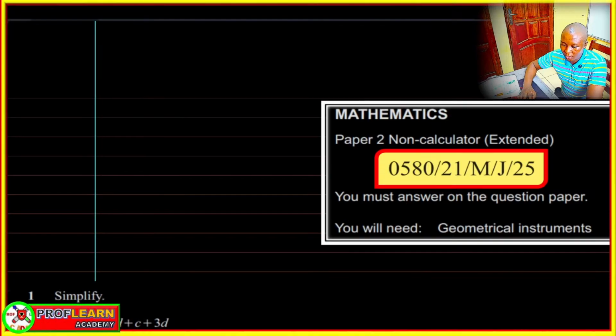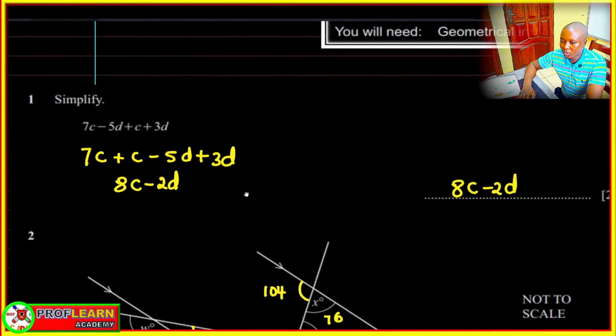So diving in, let's see the first question that was tested. The first question was on simplifying. Basically here, candidates were expected to leave their answer in a simplified form. What was expected of them at this point was to put the like terms together. They were to recognize that we have like terms 7C and C, then -5D and 3D are like terms. So combining them, our expression simplifies to 8C minus 2D.